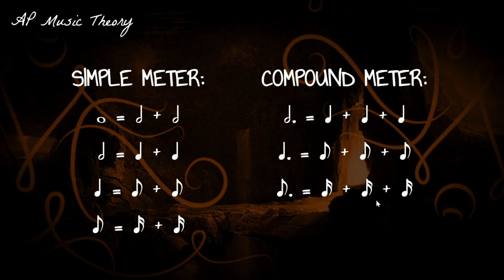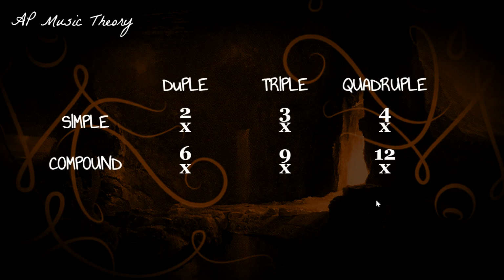Here's an if-then chart to help determine the meter. The numbers in this chart help to refer to the top number of the time signature. So, here we have the duple, triple, and quadruple. We also have simple and compound.